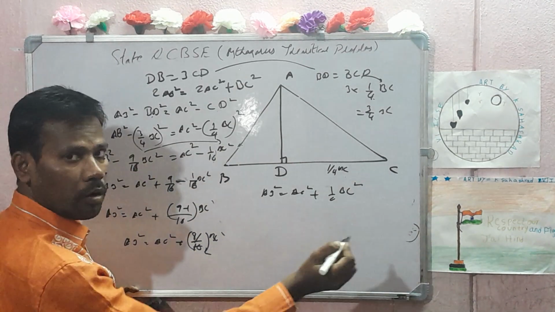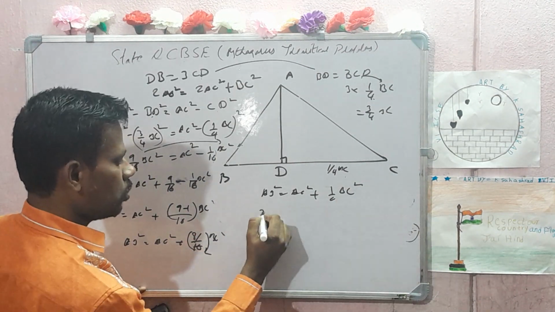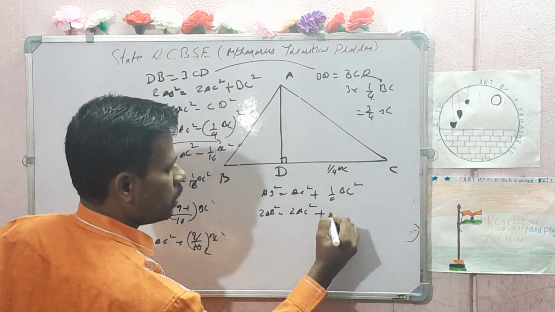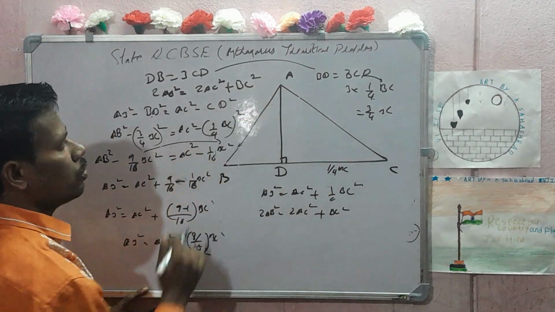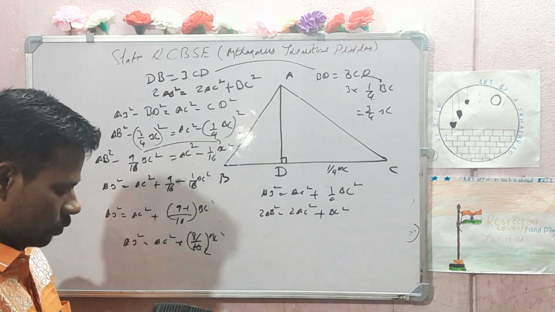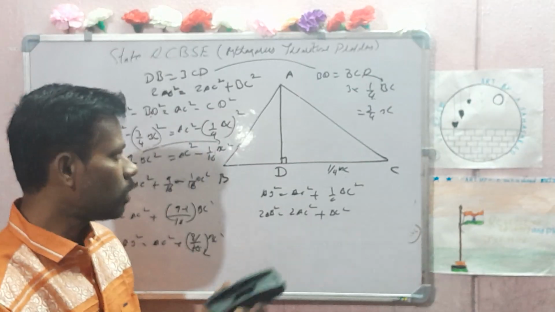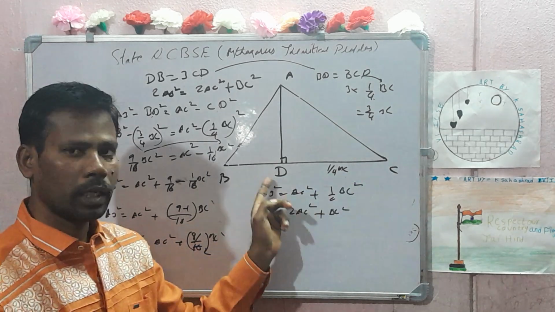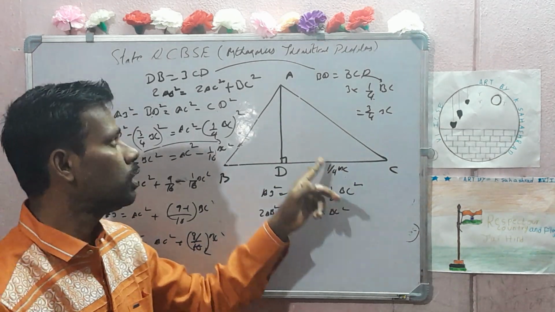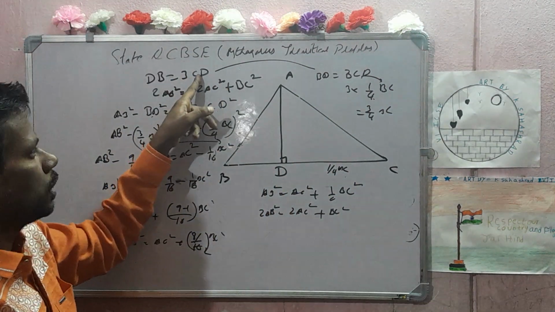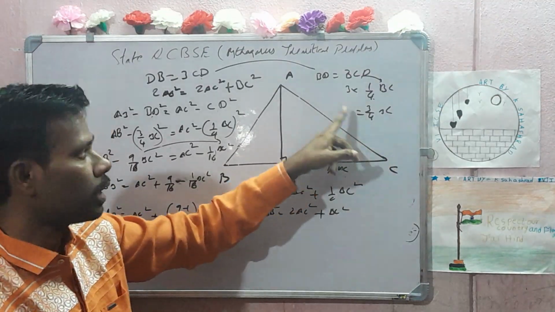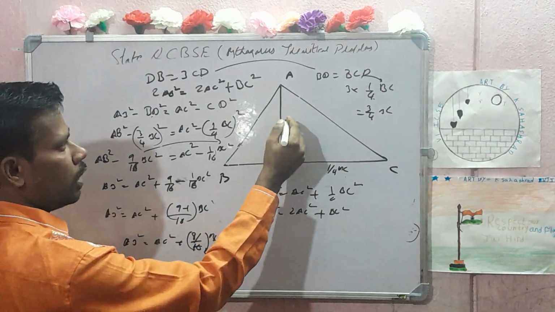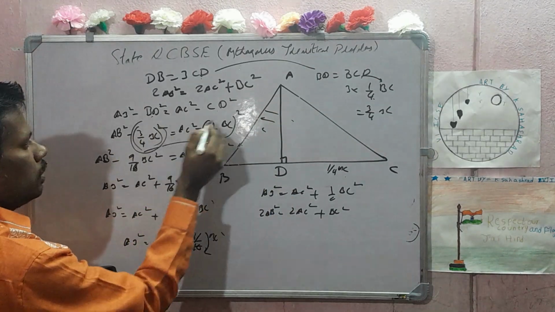So multiply all the terms with 2. 2AB square is equal to 2AC square plus BC square. So there ends the problem. So once again I will explain this problem. Given that DB is equal to 3 times CD. So from that CD I calculated, what I got is 1/4 of BC. So 3 into CD, CD is nothing but 1/4 of BC. Write like this. Then apply Pythagoras theorem for this triangle and this triangle. Then you will get like this.